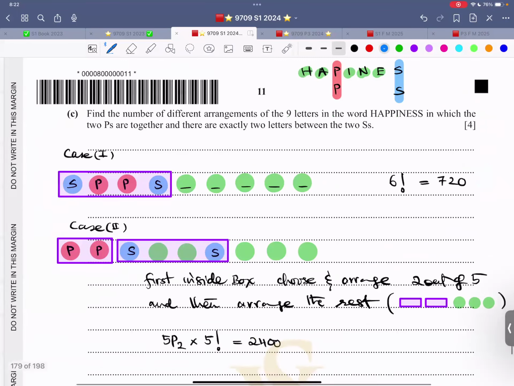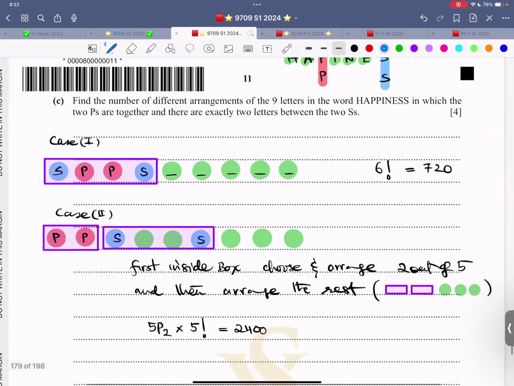And this one was, let me solve this thing first, and then don't forget that we have to go back. So now over here, it says, let me do the highlighting with an orange color. Find the number of different arrangements. It's still arrangements of the 9 letters in the word happiness in which the 2 P's are together and there are exactly 2 letters between the 2 S. This is for 4 marks.